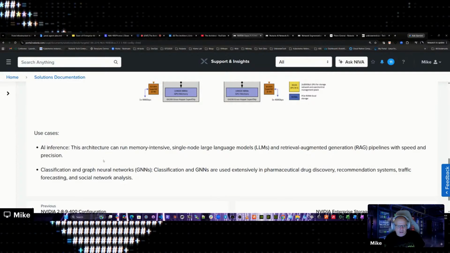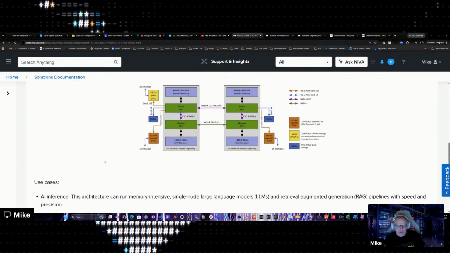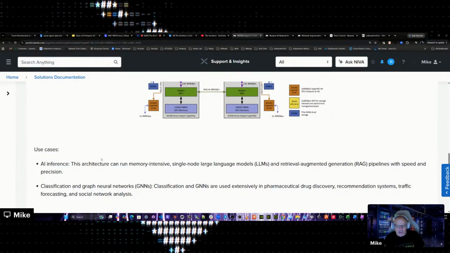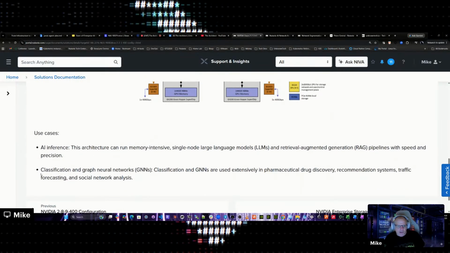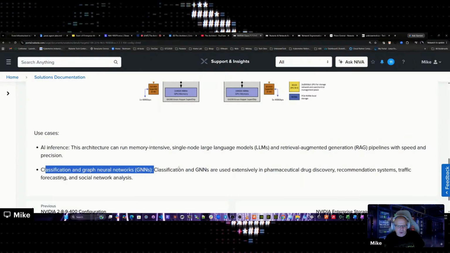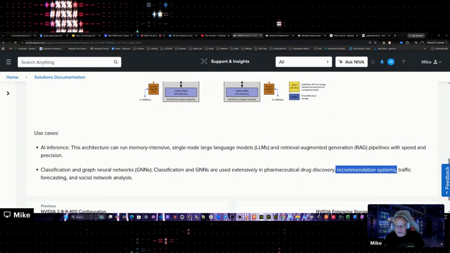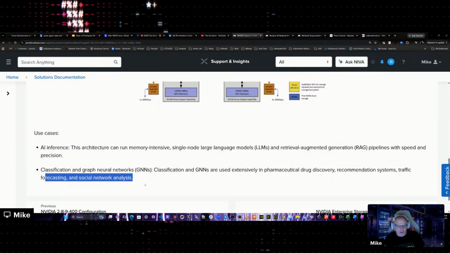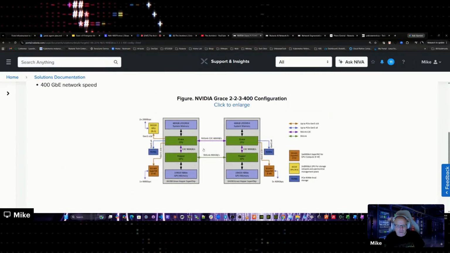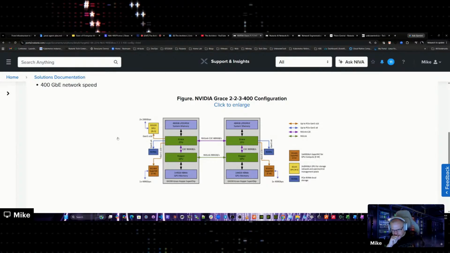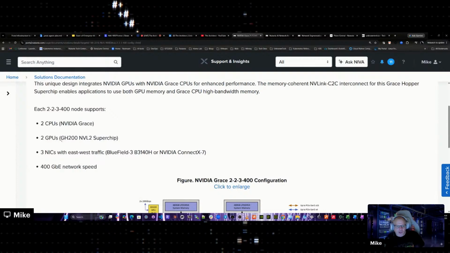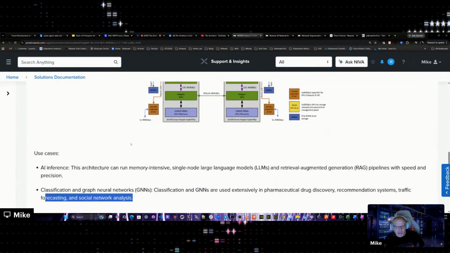Okay. This is memory intensive, single node, large language models, retrieval augmented generation, pipeline speed and precision. Now we're talking about classification, graph neural networks, used extensively in pharmaceutical drug discovery, recommender systems, traffic forecasts, and social analytics. Memory bandwidth, you see here, NVLink, 900 gig. This is what we're talking about. Memory bandwidth is extremely important to address those types of use cases. And so therefore, that's why you would look at a platform like this.